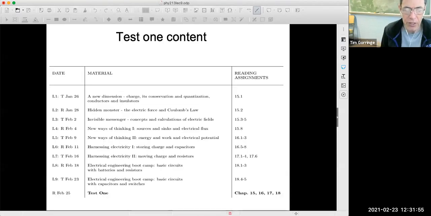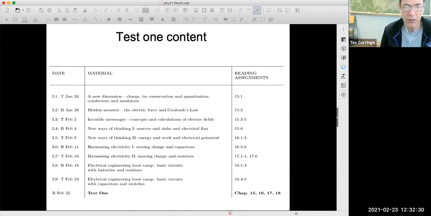It covers all the material that we've covered from the beginning of the semester through today's class. So it's electric charge, forces, fields, flux, potential, theoretical underpinnings of electricity, and then applications to electrical circuits with resistors, capacitors, batteries, and solving electrical circuits. So that's the material that we're covering.